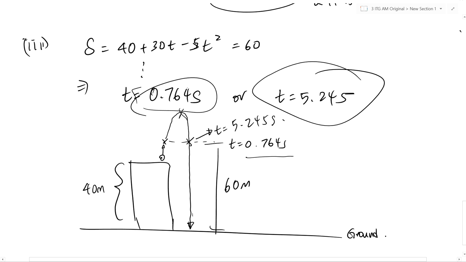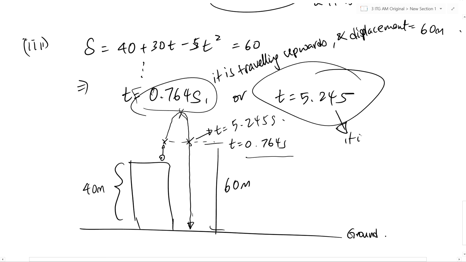Okay? So explain the significance. Well, at time equals 0.764 seconds, it is traveling upwards and displacement equals 60 meters. Whereas for this case, it is traveling downwards, and displacement equals 60 meters. Okay, same displacement, but its direction of travel was different.